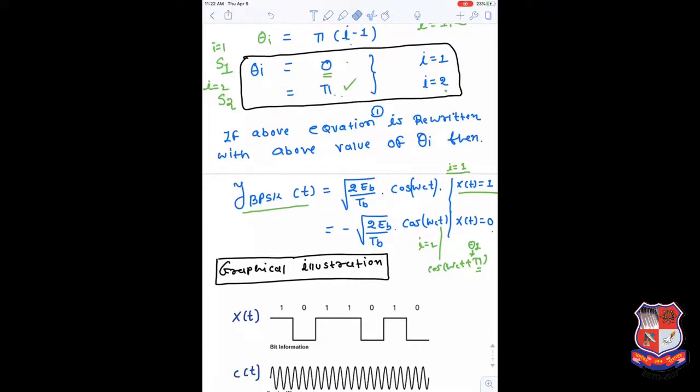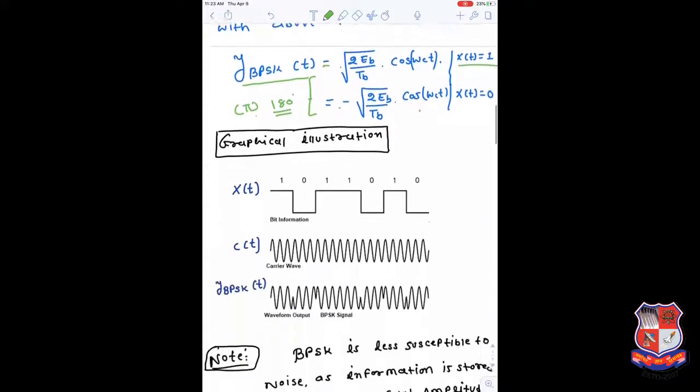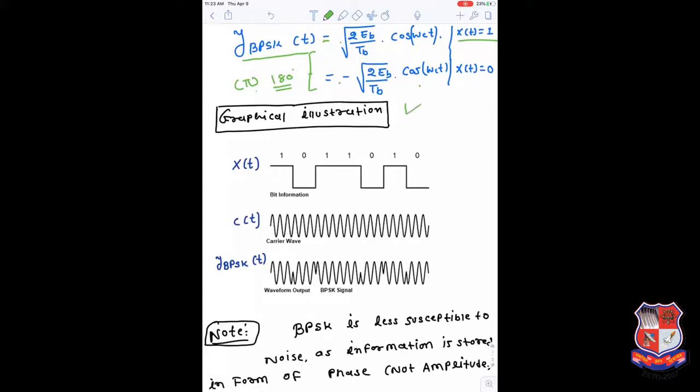So for the first symbol, if x of t is 1, we will transmit the BPSK modulated signal as square root of 2 EB by TB cos omega ct. And if the input x of t is 0, we transmit the signal as minus square root of 2 EB by TB cos omega ct. So this one has a positive sign and this one has a negative sign. So it indicates there would be a 180 degree phase shift between the two symbols. And this 180 degree phase shift corresponds with the pi phase shift, which is shown over here. Now we will see the graphical illustration of the signal.